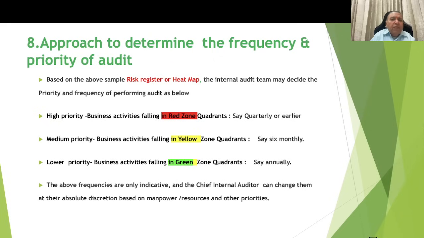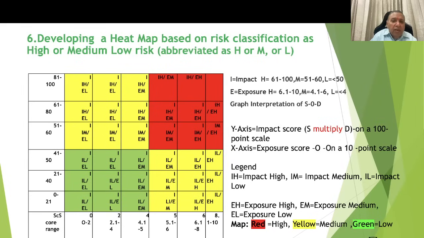Next is the approach to determining the frequency and priority of the audit. This is based on the sample risk register or heat map which I have just shared, and the high priority and frequency of the performance audit can be determined like below. High priority areas are those where the business activities fall in the red zone quadrant. Let me show you here this red zone quadrant, where the impact score is above 60 and the exposure score is from beyond 5.1 to 10. So this is the red zone.